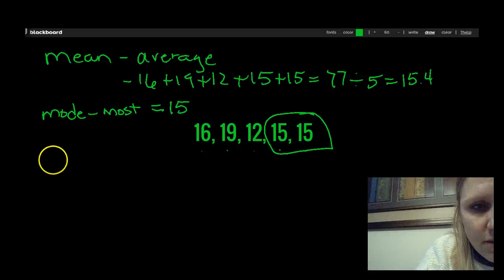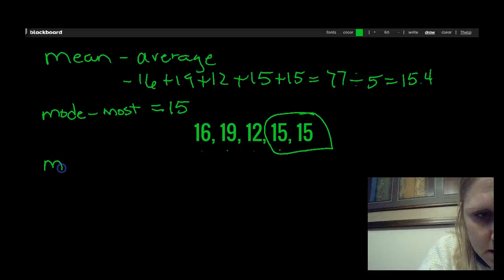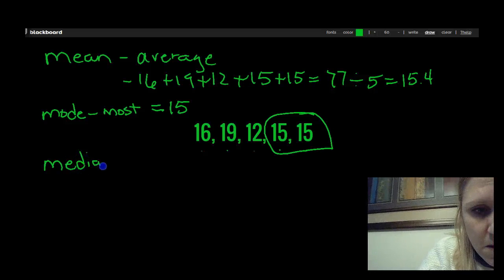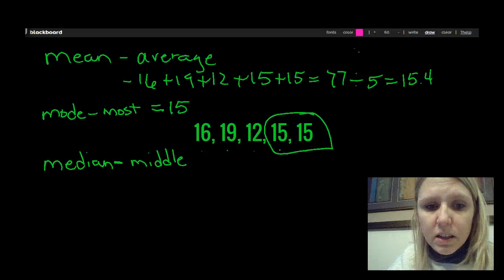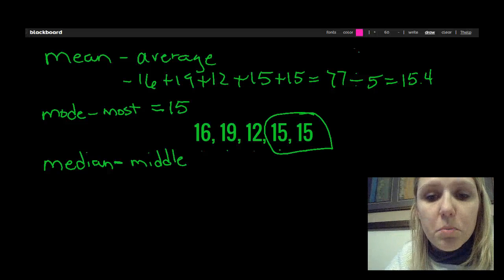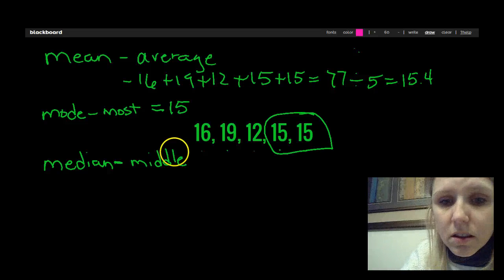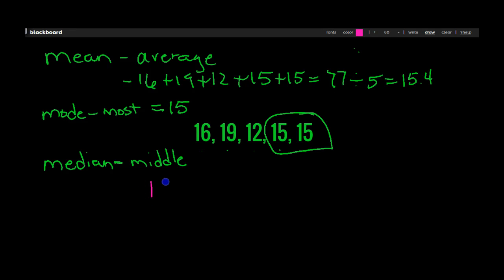Last of the 3 M's is the median. The median can always be thought of as the middle. So to find our median, we're going to take these 5 numbers that we have and put them in order from smallest to greatest. 12, 15, 15. And it's also a good idea as you go to cross out the numbers that you've already done, in case you have many numbers to go through so you don't miss one.